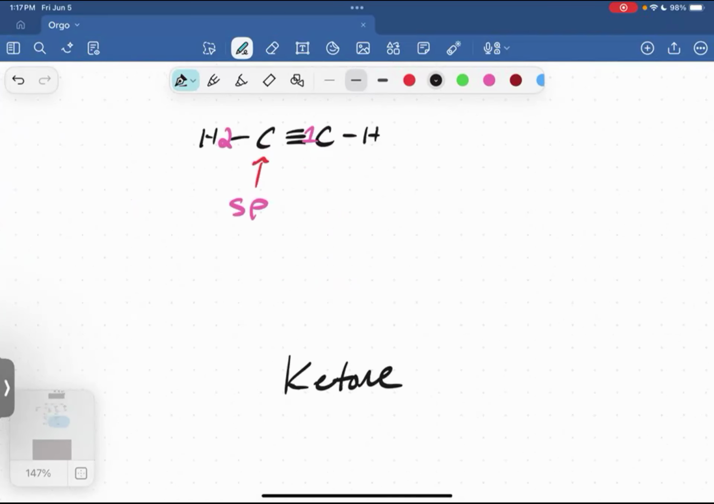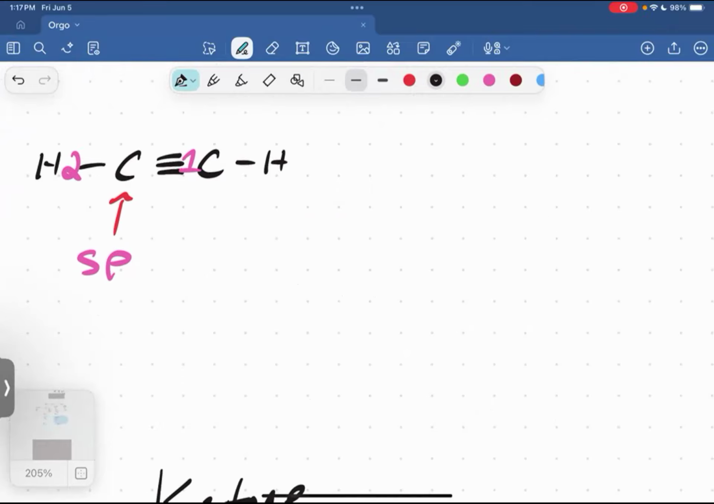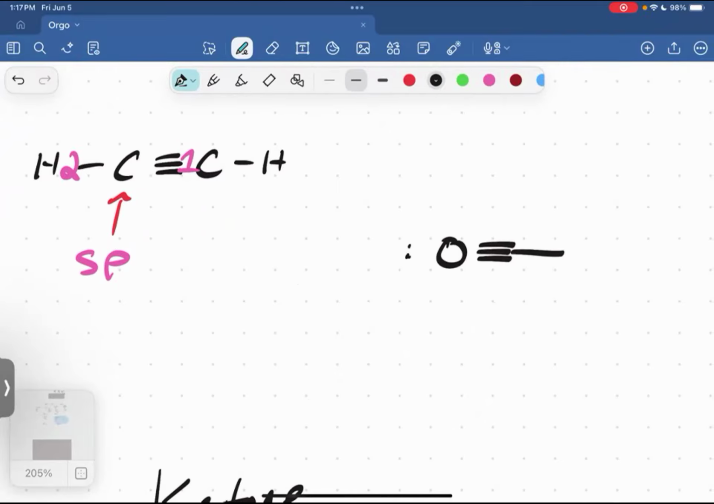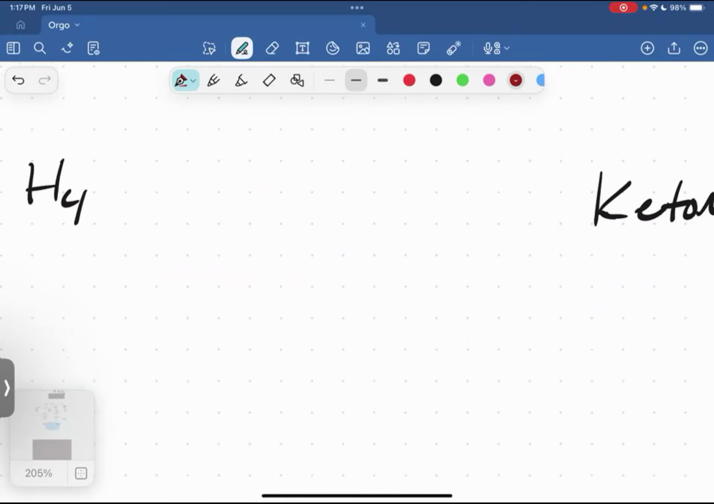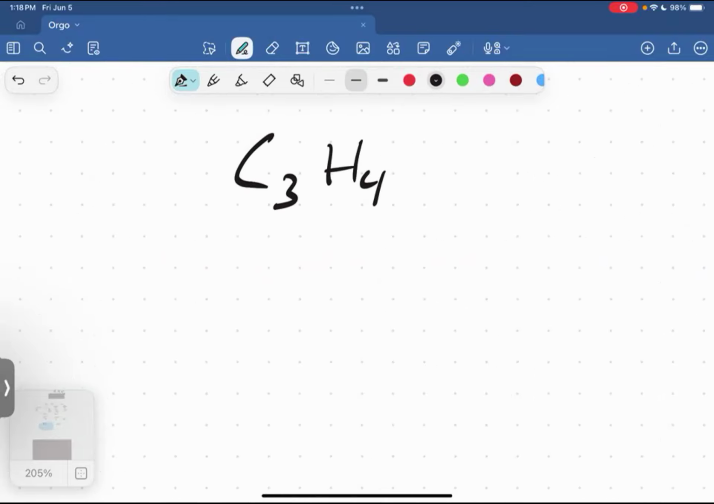Now with that, let me just give a little weird example. How about that oxygen? Or you know what? How about this carbon? Because organic is all about carbons. How many groups are coming off of that? One, two, sp.